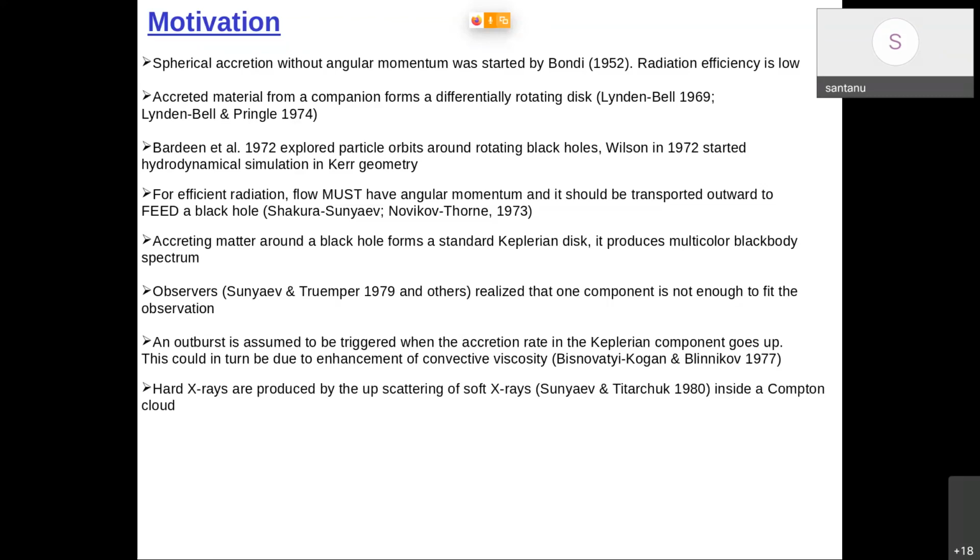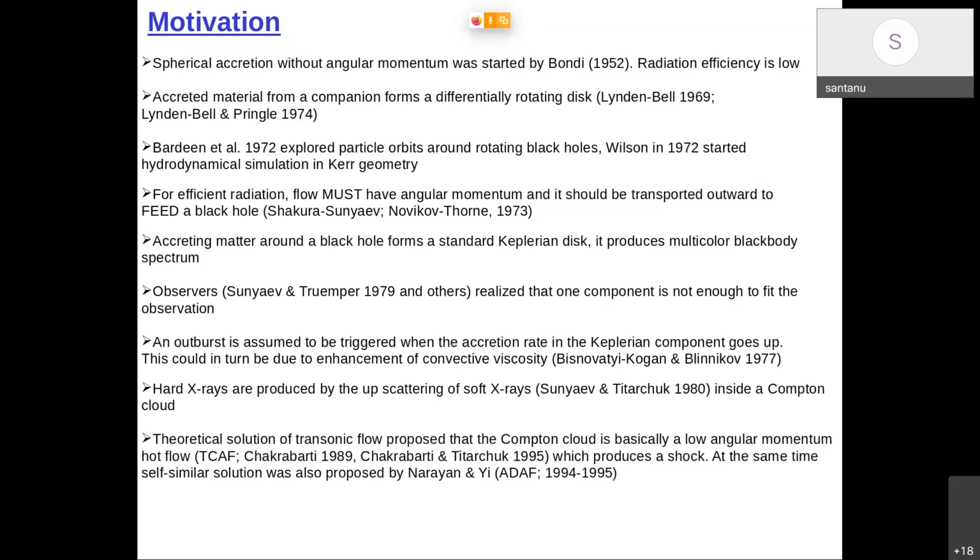As the Keplerian disk cannot fully explain the observed data, Sunyaev and Titarchuk, from their solution, found that hard X-rays are needed to explain the observation. So along with soft X-rays coming from the Keplerian disk, hard X-rays are also needed, which mainly come from the inner region of the disk, which is very hot. Later, in 1995, 1994, Chakrabarti and Titarchuk and Narayan proposed advective flow models, and they can explain the observed features from both hydrodynamic and radiative transfer solutions.